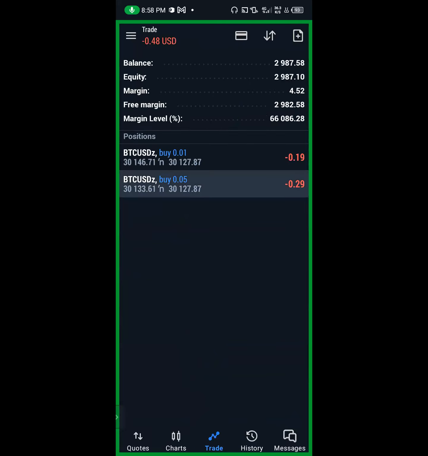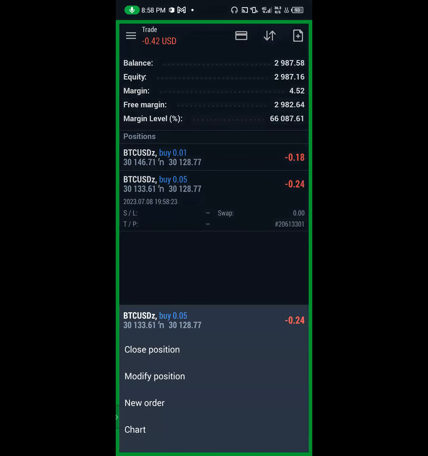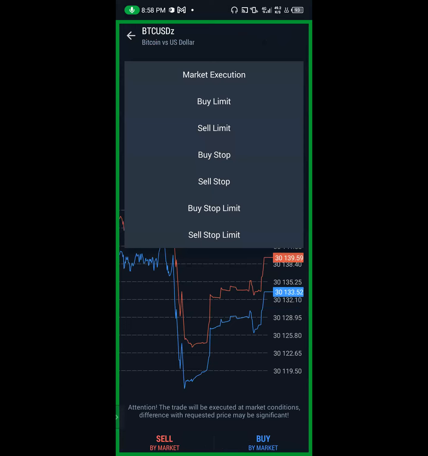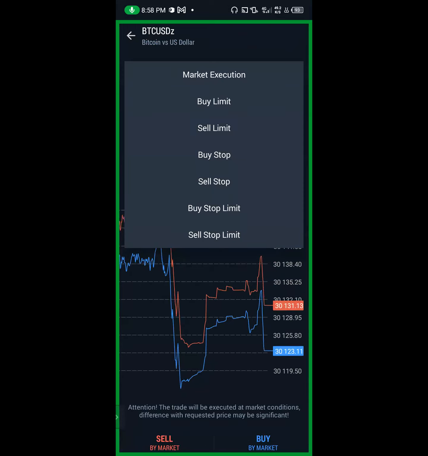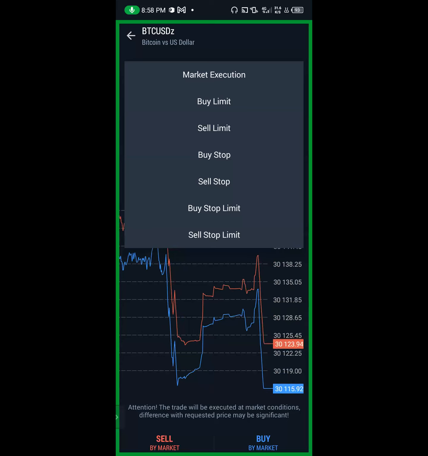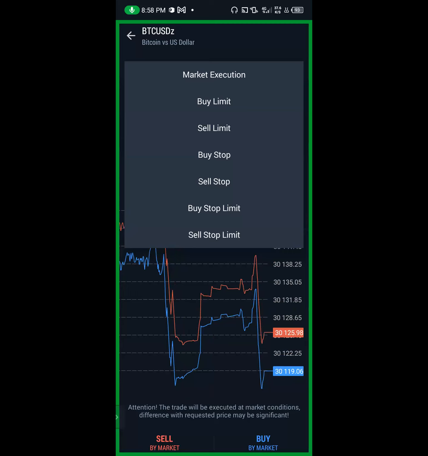Now, the next type of orders we're talking about are the pending orders. We call them pending orders. What are pending orders? We have the buy limit, the sell limit, the buy stop, the sell stop. Those four. Forget about the last two. They don't exist. Those four are what you focus on: buy limit, sell limit, buy stop, sell stop.